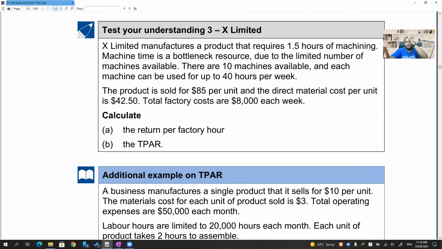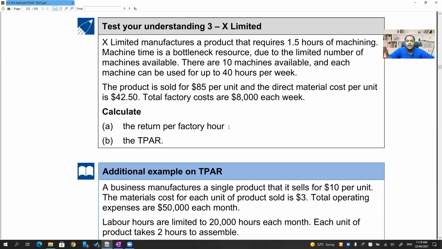Okay, look at this question. We have 2 minutes, so let's solve this very quickly. X Limited manufactures a product that requires 1.5 hours of machining. Machining time is a bottleneck resource due to the limited number of machines available. 10 machines are available, and each machine can be used for 40 hours per week. So 10 into 40, 400 machine hours are available maximum. Each unit takes 1.5 hours. The product is sold for $85 per unit. Direct material cost is 42.5. Total factory costs are 8,000 each week.